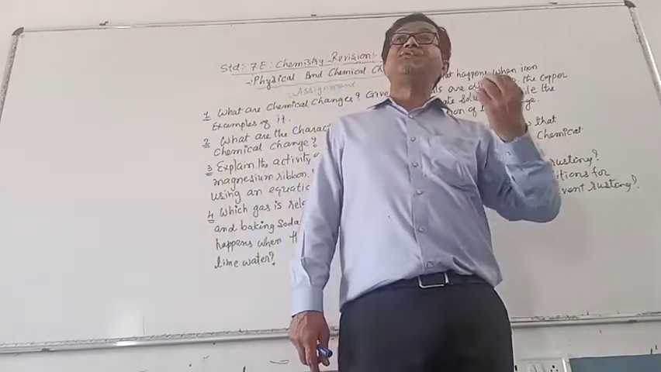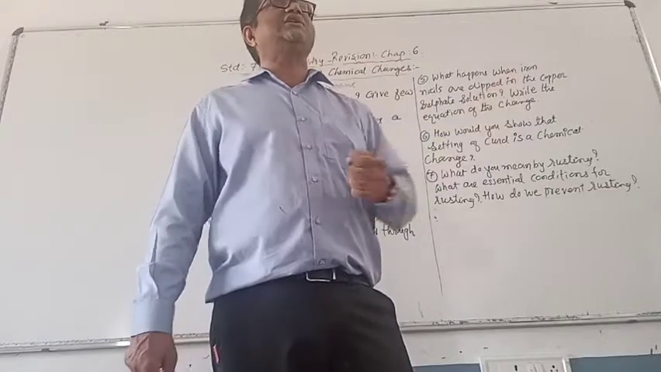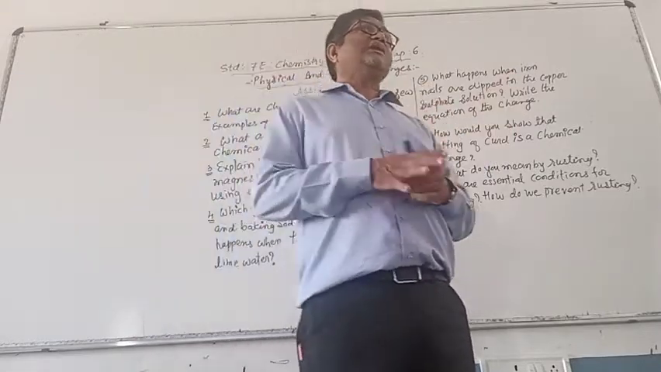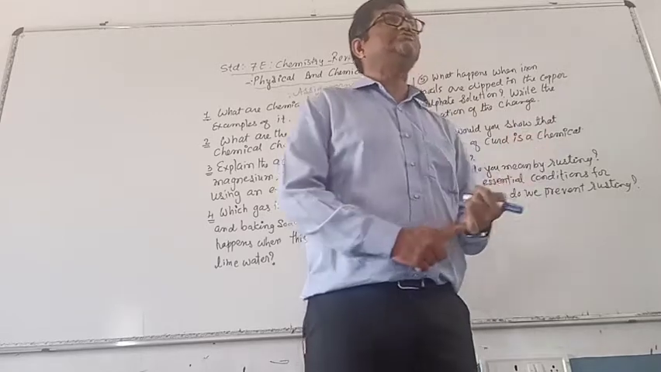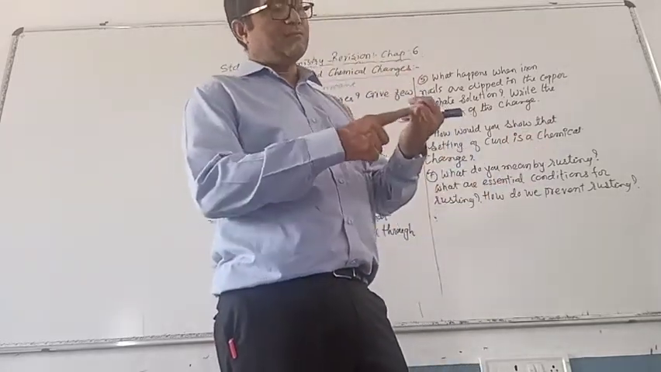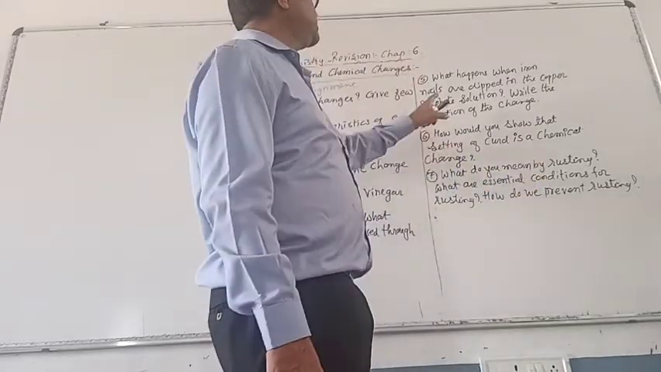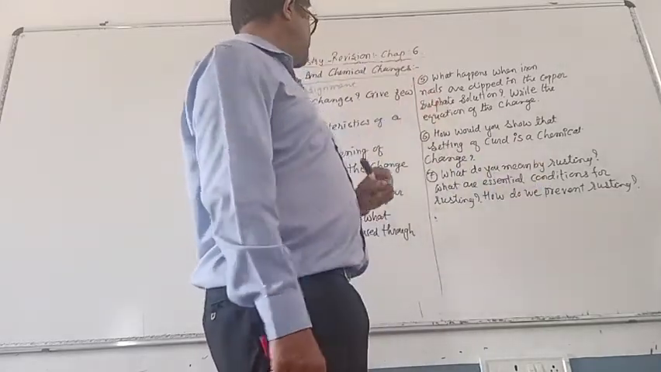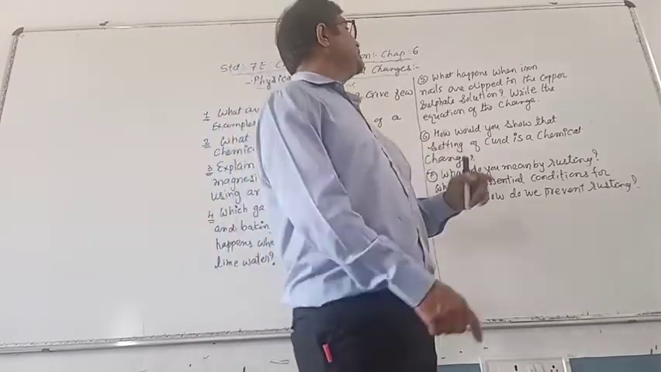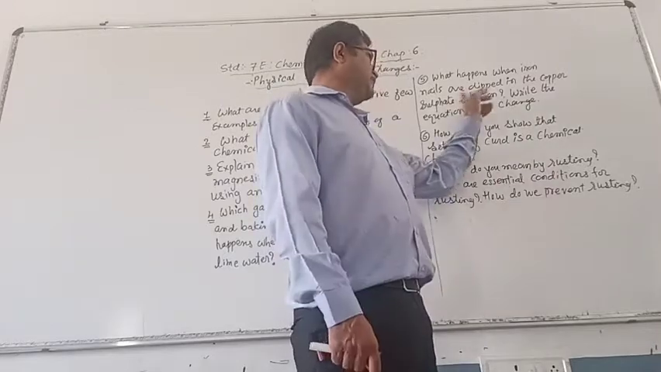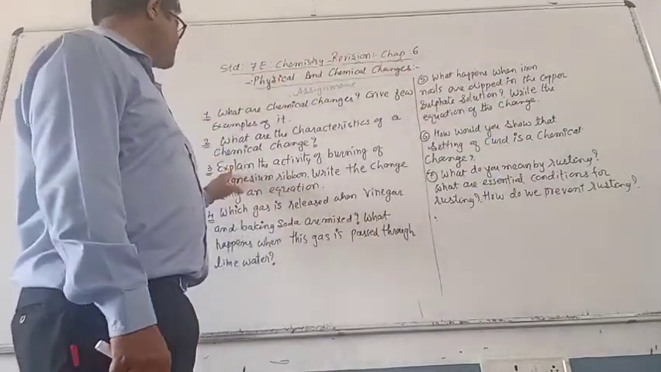When we burn firecrackers, smelly gases are also produced. Similarly, when food is getting spoiled, its taste is also getting changed. So these are the characteristics: maybe gas is evolved, heat is produced, or maybe the color of the substance gets changed. Then we will talk about another one, like when iron nails are dipped in copper sulfate solution.